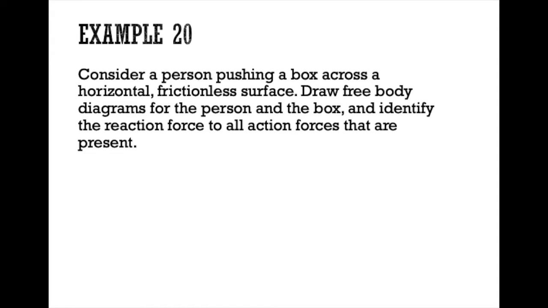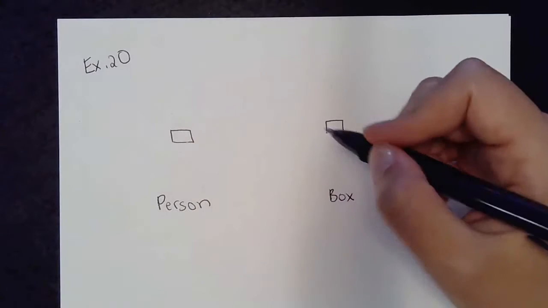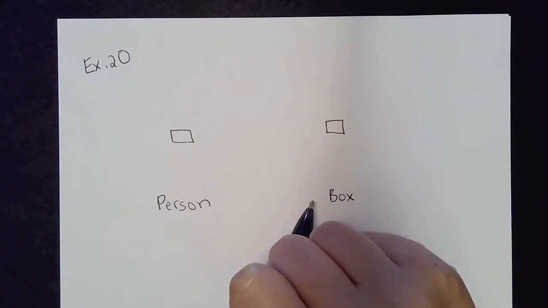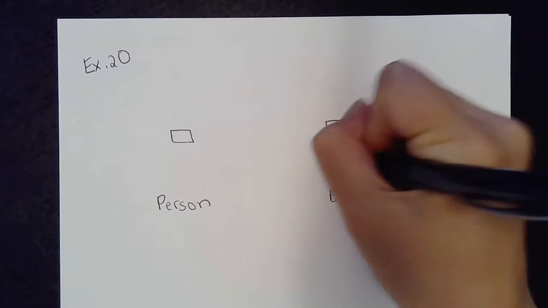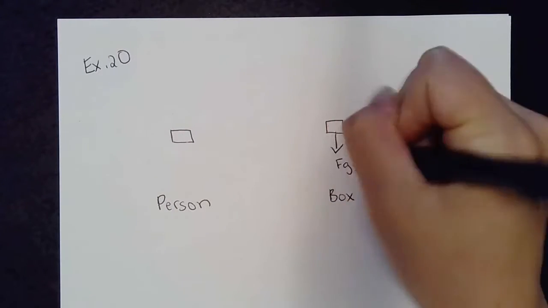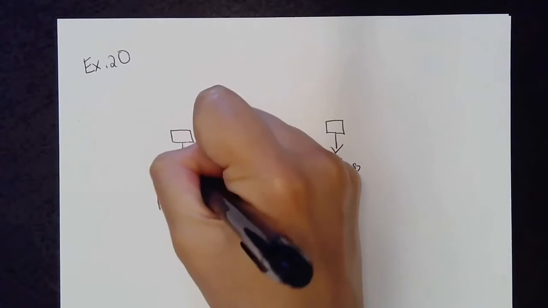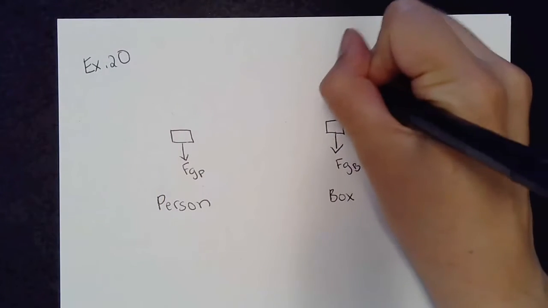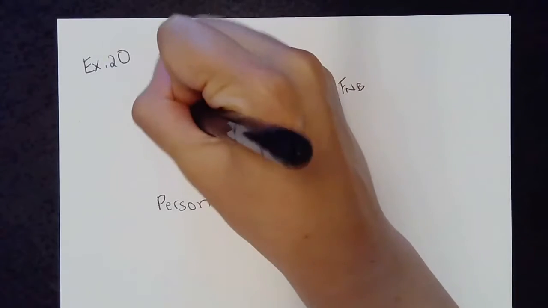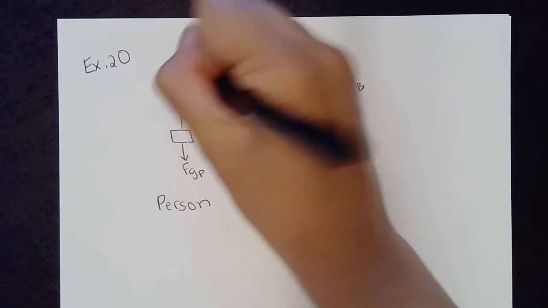Example 20, consider a person pushing a box across a horizontal frictionless surface. Draw free body diagrams for the person and the box and identify the reaction force to all action forces that are present. All right, so I've drawn a box here for each of the person and the box to start the free body diagram. We can start by adding the weight of the object for each one, so Fg of the box and Fg of the person. Then we'll have a normal force because they're on a surface, so the normal force on the box and the normal force on the person.